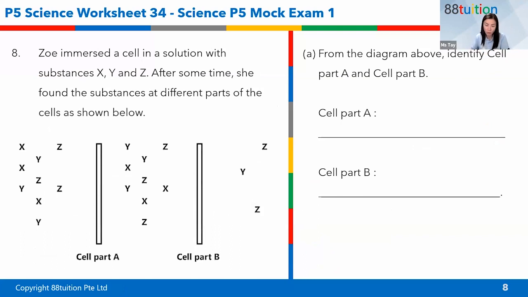Okay, so let's try to do more. Now, Zoe immersed a cell in a solution with substances X, Y, and Z. After some time, she found the substances at different parts of the cells as shown below. So from the diagram above, can you identify cell part A and cell part B? Okay, can you identify?